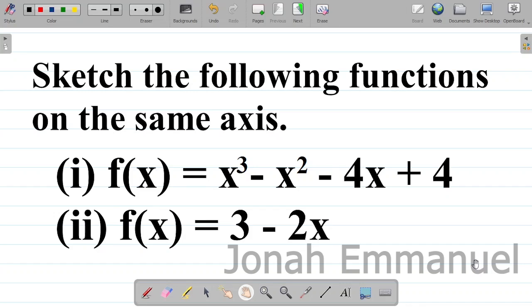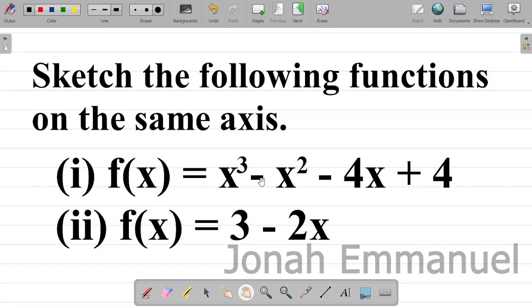In this video, we'll be looking at how to sketch functions, or several functions, on the same axis. The question says sketch the following functions on the same axis. I: f of x is equal to x cubed minus x squared minus 4x plus 4. II: f of x is equal to 3 minus 2x. So we have to sketch these two functions on the same axis. How do we do that?